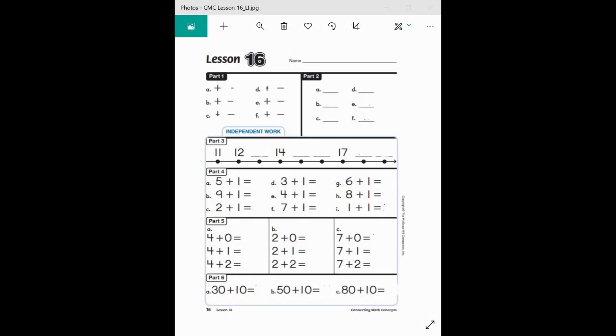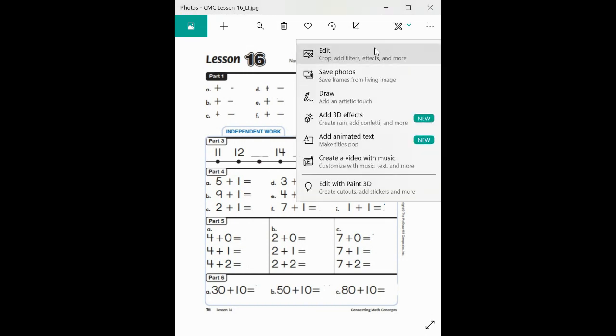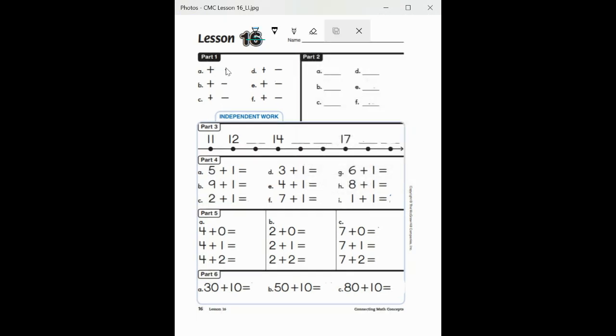Here's a sentence for A. Jim took 3 frying pans from the kitchen. Did the kitchen end up with more frying pans or less frying pans? Listen again. Jim took 3 frying pans from the kitchen. So does the kitchen end up with more or less? It ends up with less. You're going to circle the minus sign for part 1, letter A. Next question.